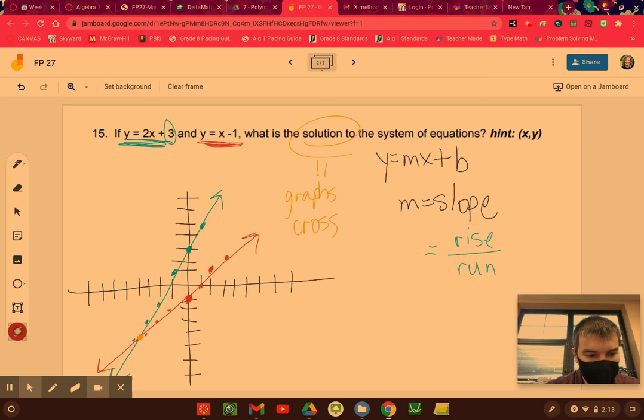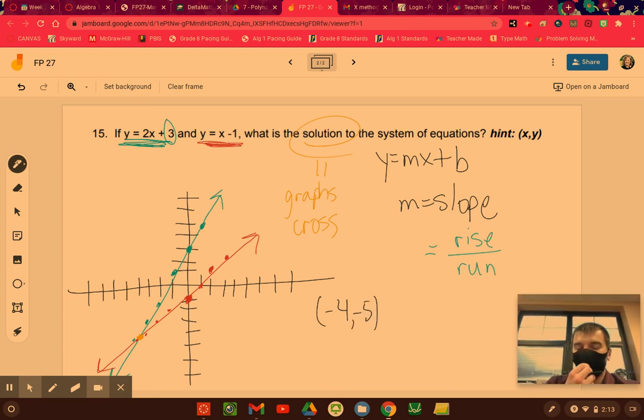If I'm counting over, it looks like it's about -4 on my x, and it looks like it's about -5. So let's just stick with -5 because my graph's ugly. So if we say we have -4, -5, say if we were to try that point, we can check this by plugging in these variables into our original equations.